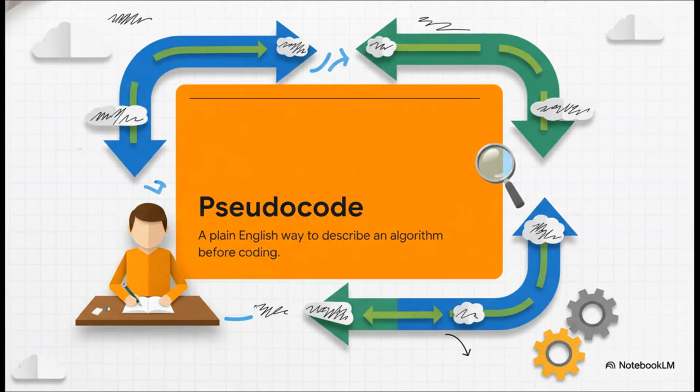So what is this stuff exactly? Well, pseudocode is just a way to write out your program steps using plain, simple English. The pseudo part literally means fake, so it's fake code. There's no complex syntax to remember, no semicolons to forget. It's just a clear step-by-step description of what you want to happen.